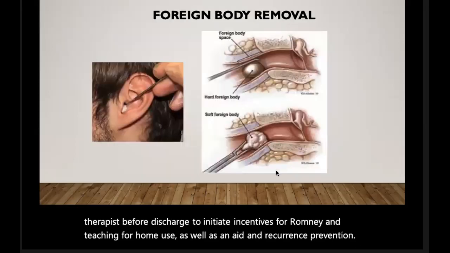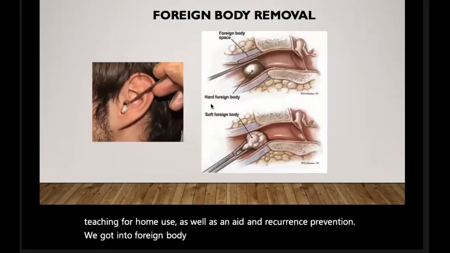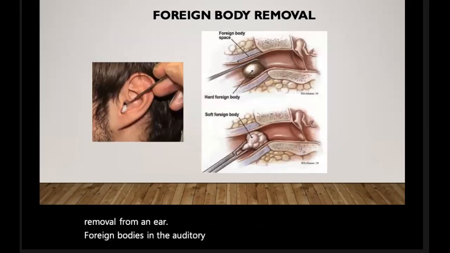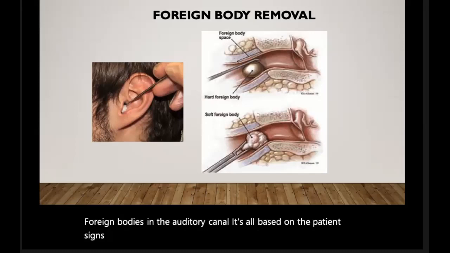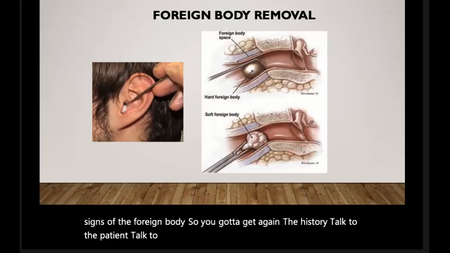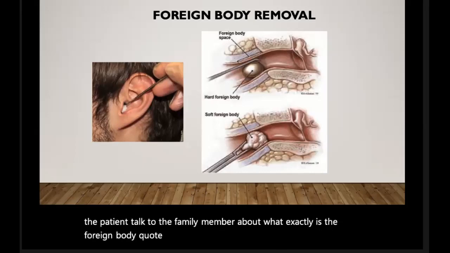We got into foreign body removal. So here we have a foreign body removal from an ear. Foreign bodies in the auditory canal, it's all based on the patient's signs and symptoms and the orifice involved, as well as the clinical signs of the foreign body. So you've got to get, again, the history, talk to the patient, talk to the family member about what exactly the foreign body, quote unquote, is. That would help in terms of the substance, the type of material it is.